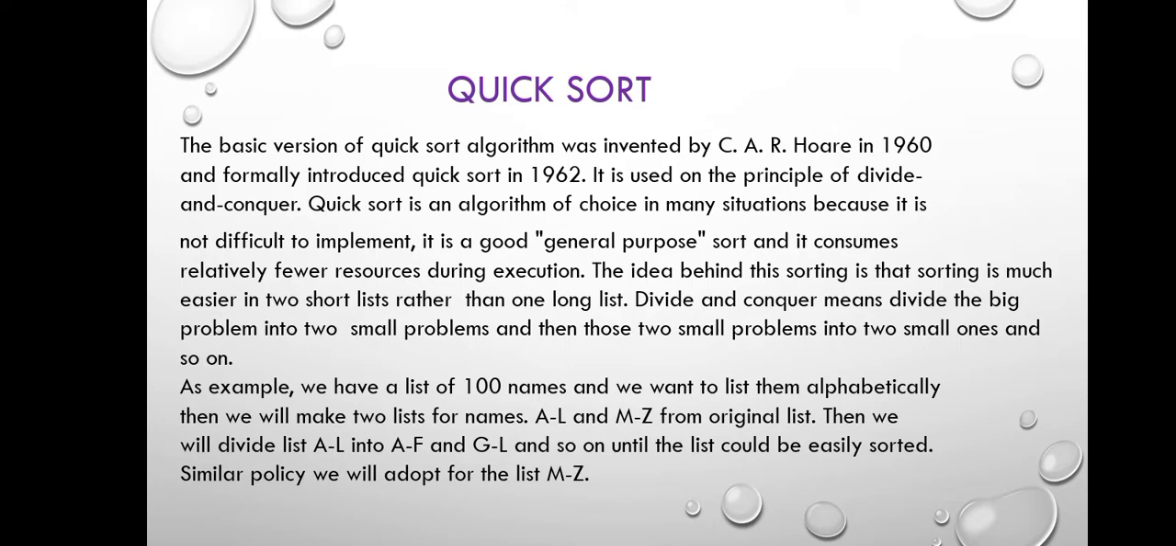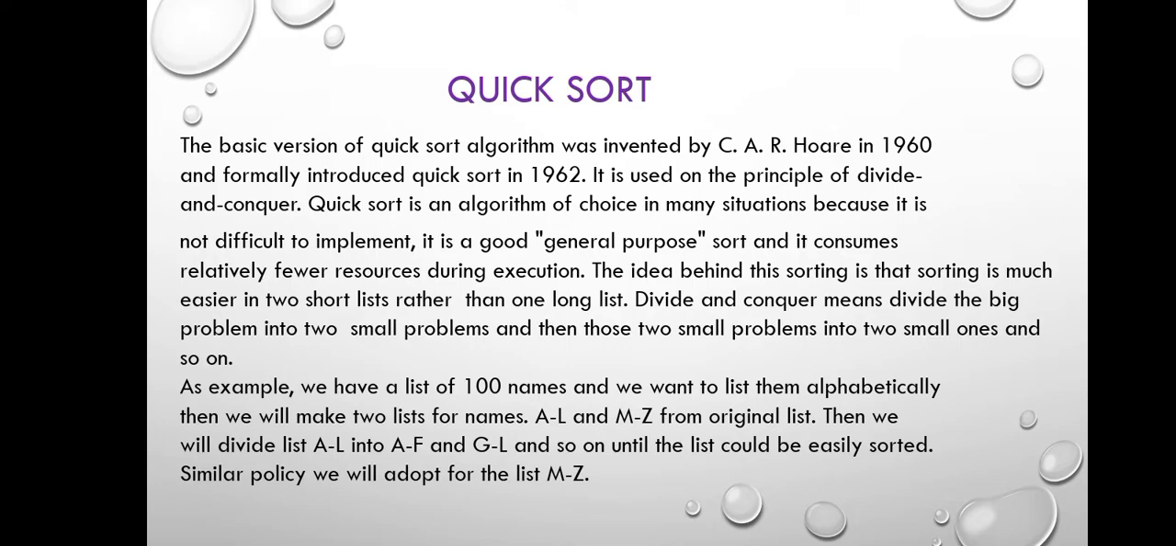The idea behind this sort is that sorting is much easier in two short lists rather than one long list. Divide and conquer means dividing the big problem into two small problems, and then those two small problems into two smaller ones, and so on.